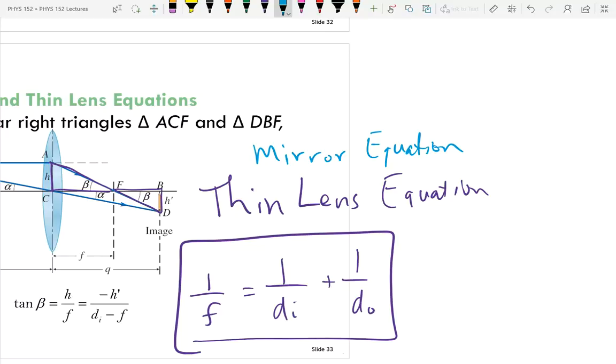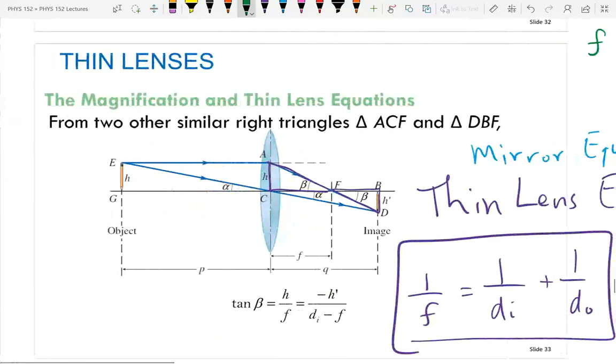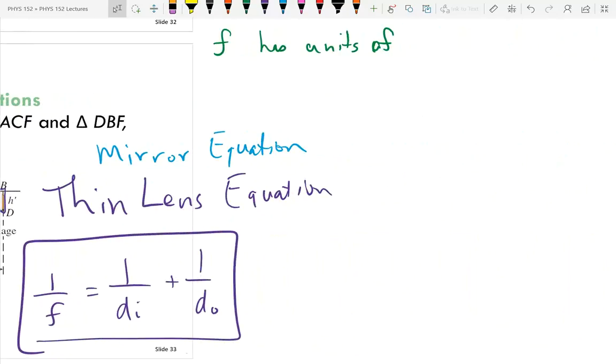One other thing I'm going to throw in right now, because I'm not sure where I have it in my lecture, I want to make sure I cover it. What are the units for focal length? What do we measure when we measure focal length? It's a distance. And so what units should we have for distance? Meters. So focal length has units of meters.